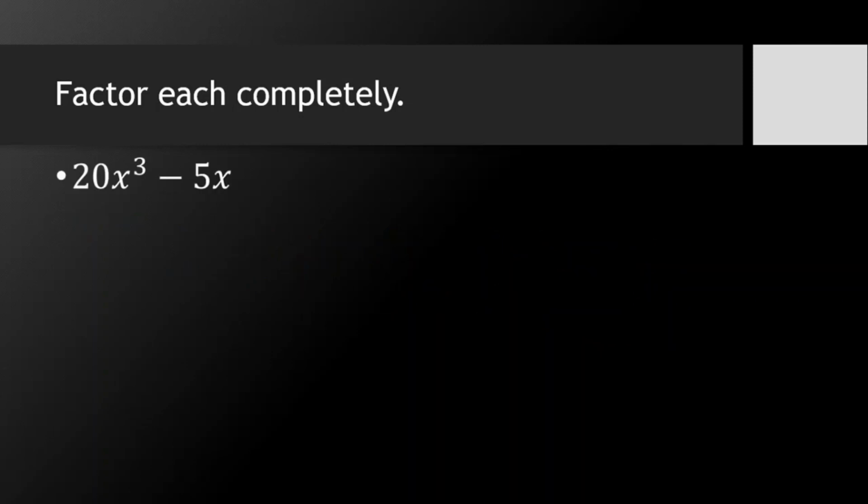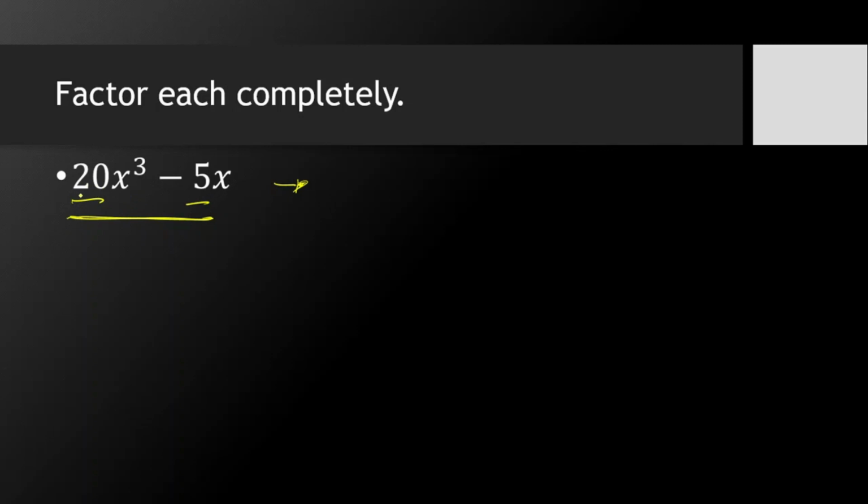Next, 20x cubed minus 5x. Now, as you can see, if you analyze, the numerical coefficients are not perfect square numbers. So, what do we do in this case? If you encounter such binomials, you will be analyzing if you can apply any other factoring method that will be applicable to the given binomial. So, analyzing this, we can see that we can obtain a GCF for this binomial. So, let's see.